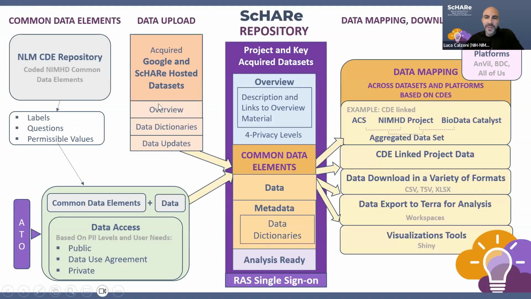This slide shows you an overview of how the platform works and the flow of data through the platform. So you can see in orange our Google and ScHARe hosted data sets, and in green our data from our funded projects and programs. And the repository is in violet. It's focused around common data elements. And on the right, you can see some of the data outputs. So for example, data download, data export, even to other cloud platforms, and data mapping across data sets and platforms based on those CDEs.